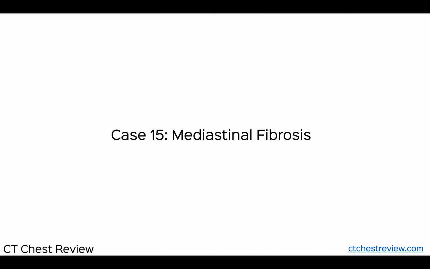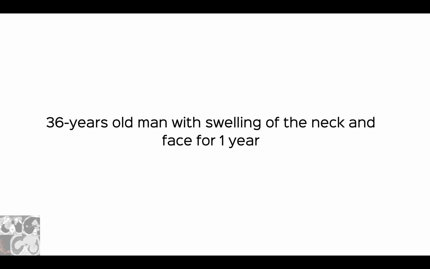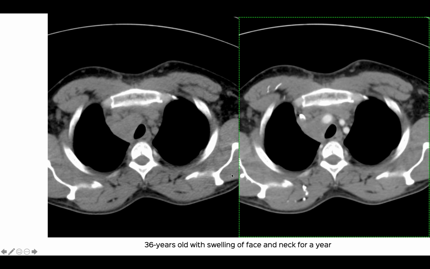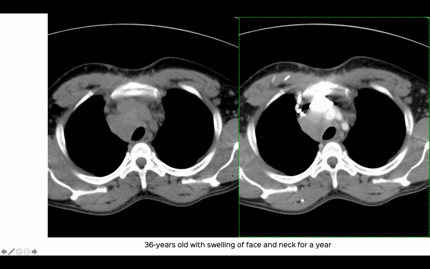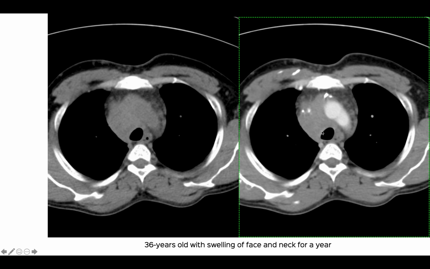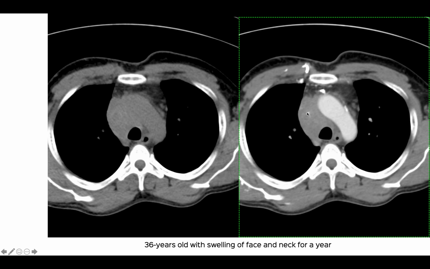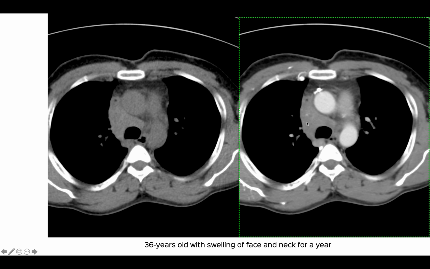Hi, today's case is the 15th case, and this is a patient who had mediastinal fibrosis, so the diagnosis right away. This is a 36-year-old man with swelling of the neck and face for a year, and this is how he presented with the plain scan here, the contrast study, there's encasement of the SVC, which is why basically there was facial swelling, and we can see the chest wall collaterals here.